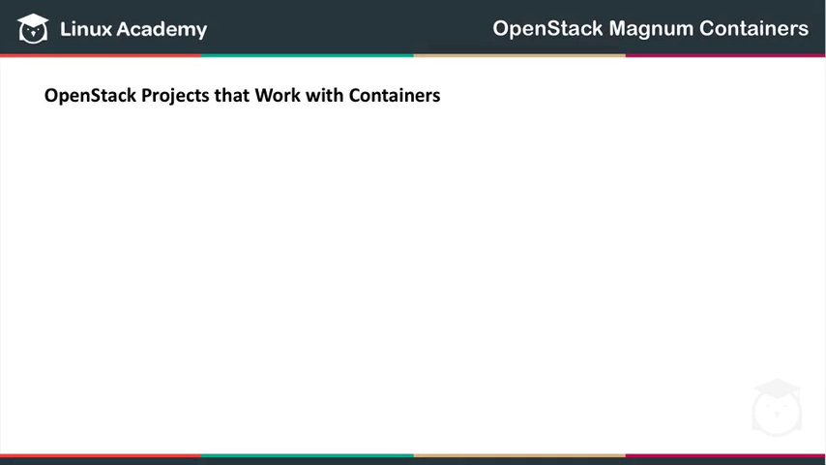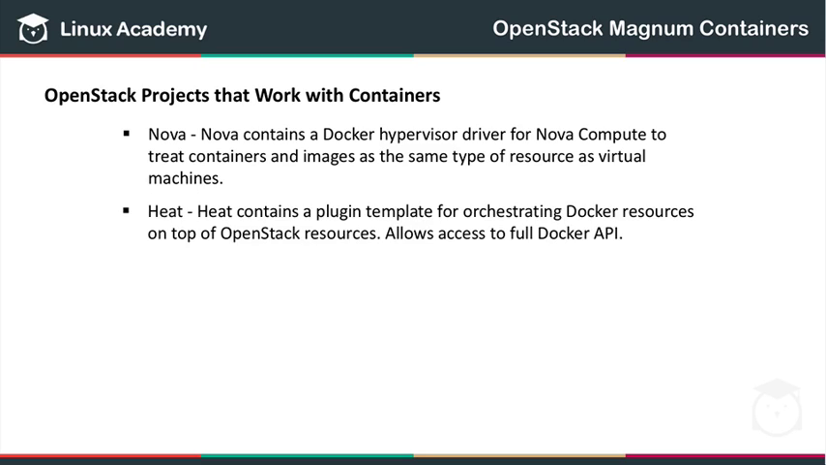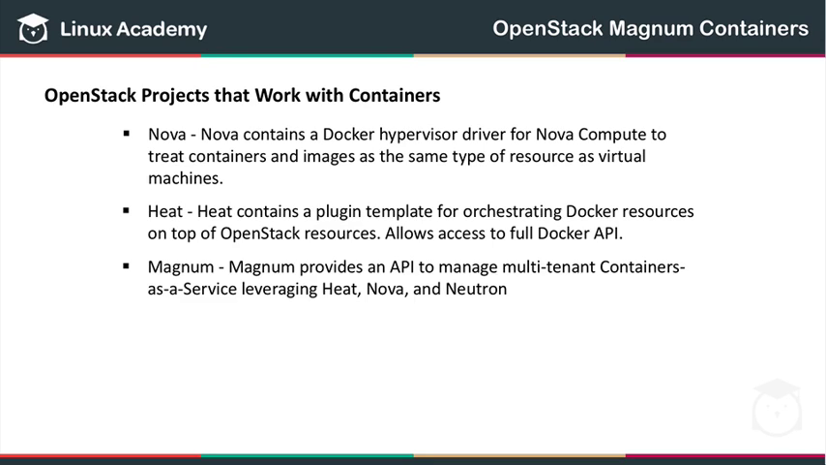OpenStack projects that work with containers. The first is Nova. Nova contains a Docker hypervisor driver for Nova Compute to treat containers and images as the same type of resource as virtual machines. Heat. Heat orchestration contains a plugin template for orchestrating Docker resources on top of OpenStack resources. It allows access to the full Docker API. Magnum, which is our focus of this course. Magnum provides an API to manage multi-tenant containers as a service, leveraging Heat, Nova, and Neutron.